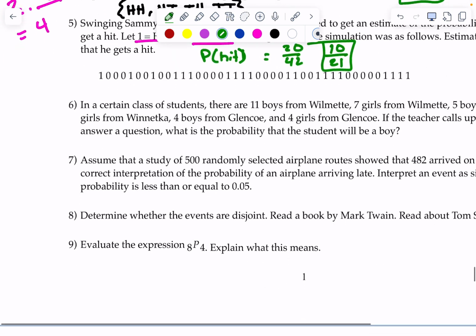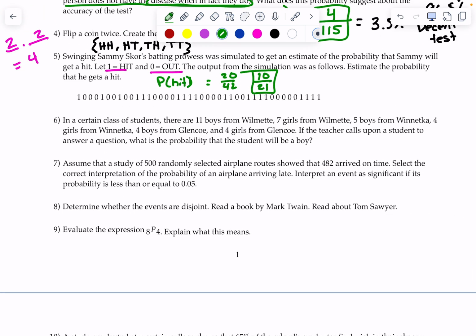I'm going to list. In a certain class of students, there are 11 boys from Wilmette and 7 girls from Wilmette, 5 boys from Winnetka and 4 girls from Winnetka, 4 boys from Glencoe, 4 girls from Glencoe. How the heck do we do this?